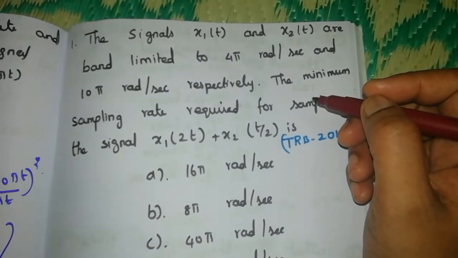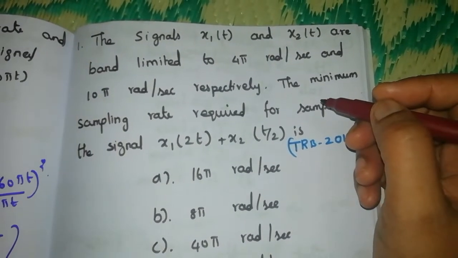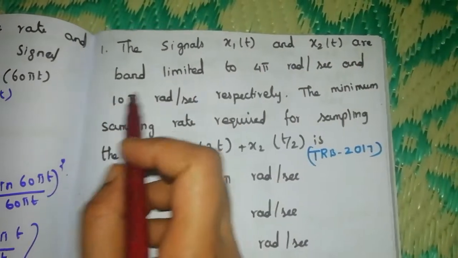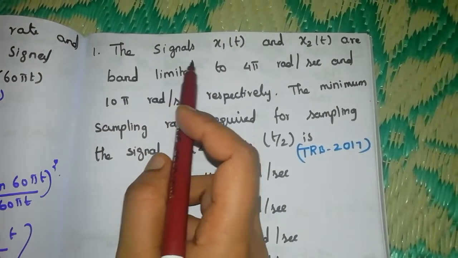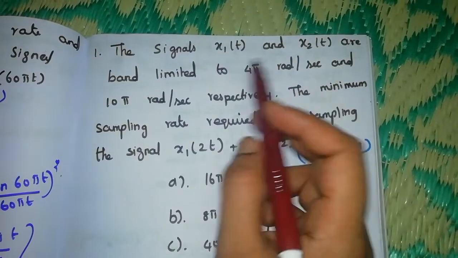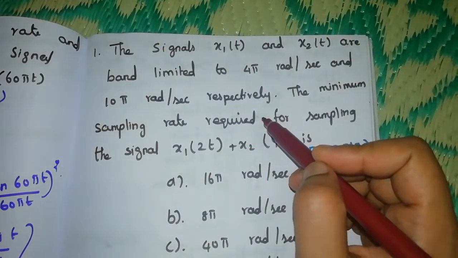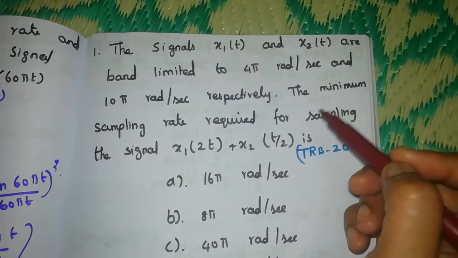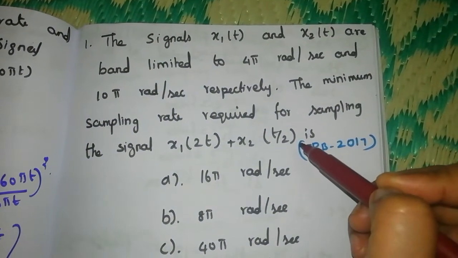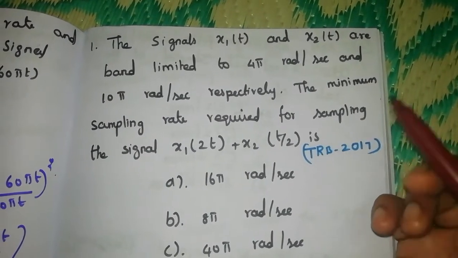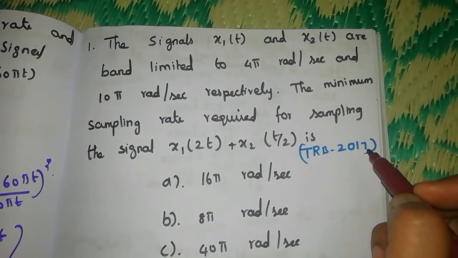In our previous video, we discussed the sampling theorem, and in this video, we solve problems related to the topic. So the first question is: the signals x1 of t and x2 of t are band limited to 4 pi radian per second and 10 pi radian per second respectively. The minimum sampling rate required for sampling the signal x1 of 2t plus x2 of t by 2 is, and this is a question from TRB 2017.